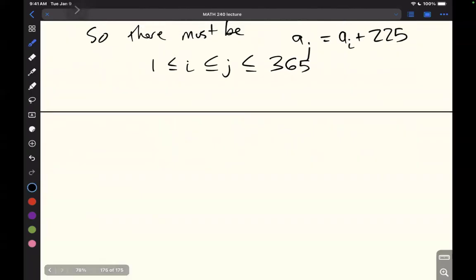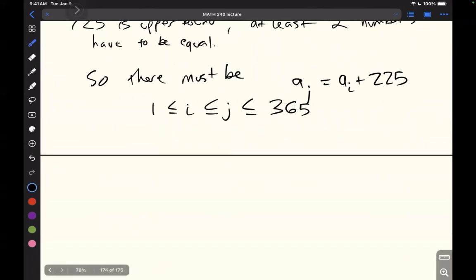All right, how are we feeling about that? Say that answer one more time. So it must be the case that there is an i and a j such that this aj is equal to ai plus 225. So there's some day that we add 225 to get one of the numbers in that other inequality, where Gary drank exactly 225 cups of coffee between days i plus 1 and j inclusive.